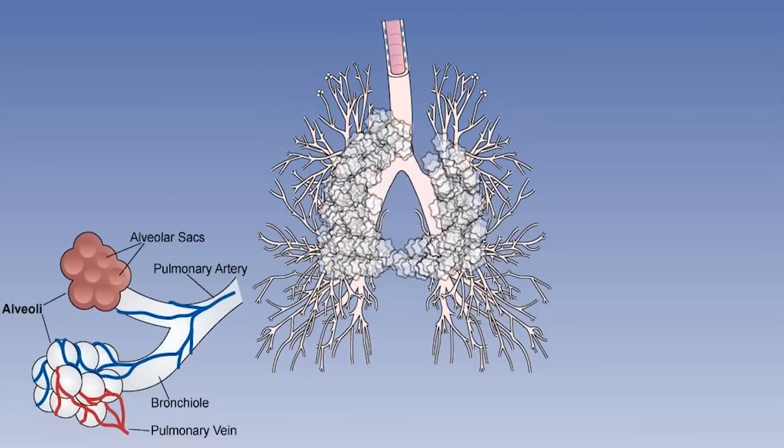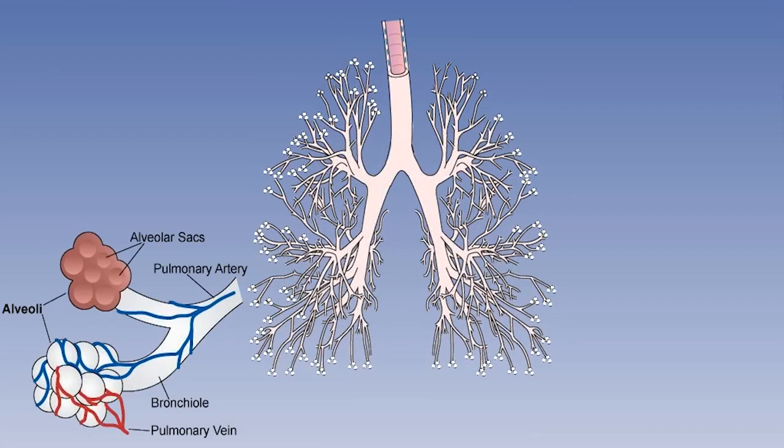The airways in the lungs become progressively smaller until they end in tiny sacs, the alveoli, measuring about 0.3 millimeters in diameter. There are some 300 million alveoli, giving a total area of up to 100 square meters.